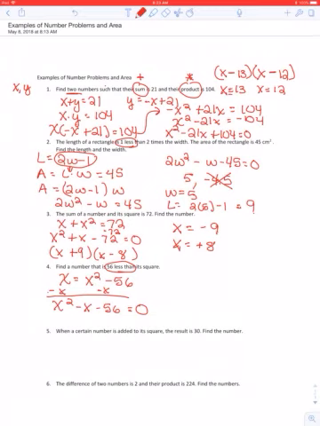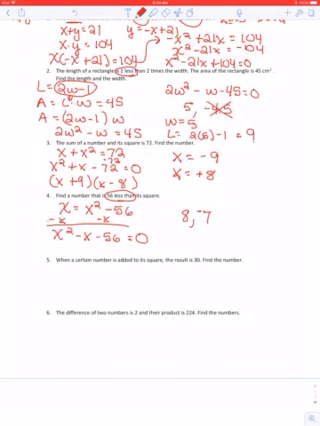And again, this time I'm going to graph it. You can either graph or you can factor. So if I graph this, it's x squared minus x minus 56. And if I graph that, I get 1, 2, 3, 4, 5, 6, 7, 8, and 7, negative 7. Okay, so 8 and negative 7 are the two numbers that would work.